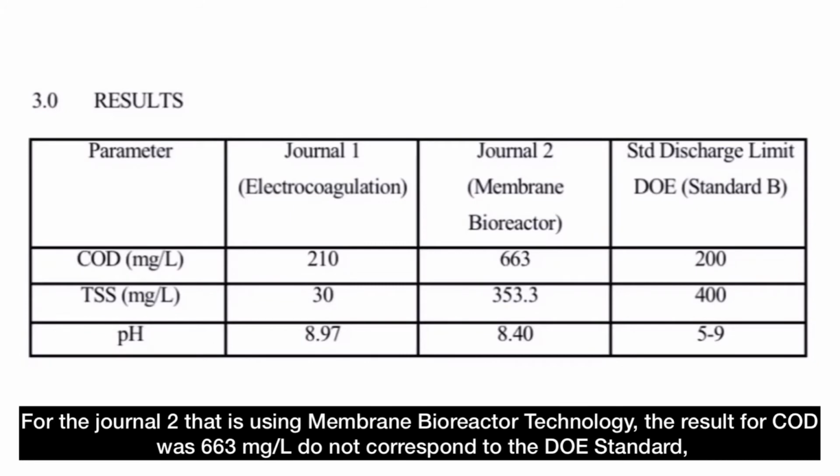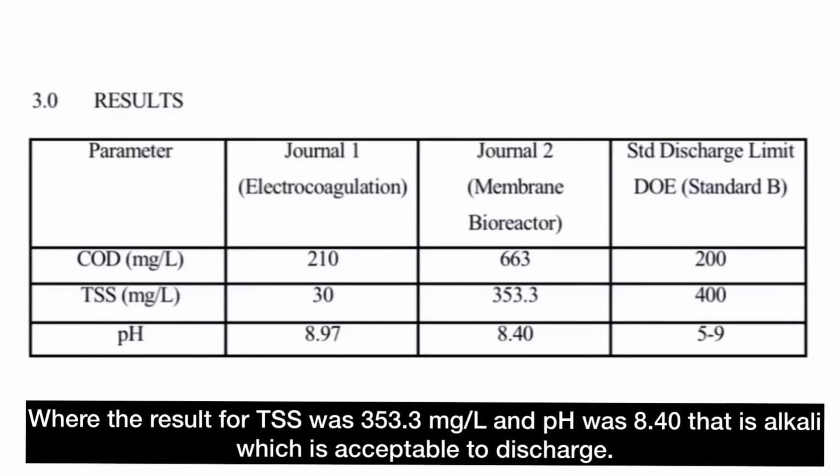For journal 2, which is using membrane bioreactor technology, the result for COD was 663 milligram per liter, which does not correspond to the DOE standard, while the result for TSS was 353.3 milligram per liter and pH was 8.4, that is alkaline, which is acceptable to discharge.